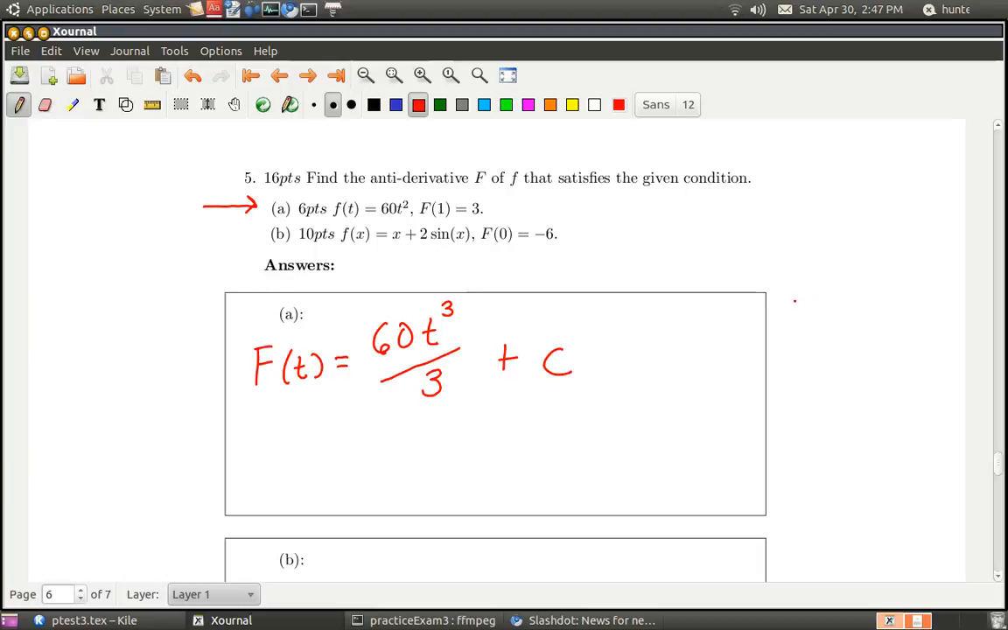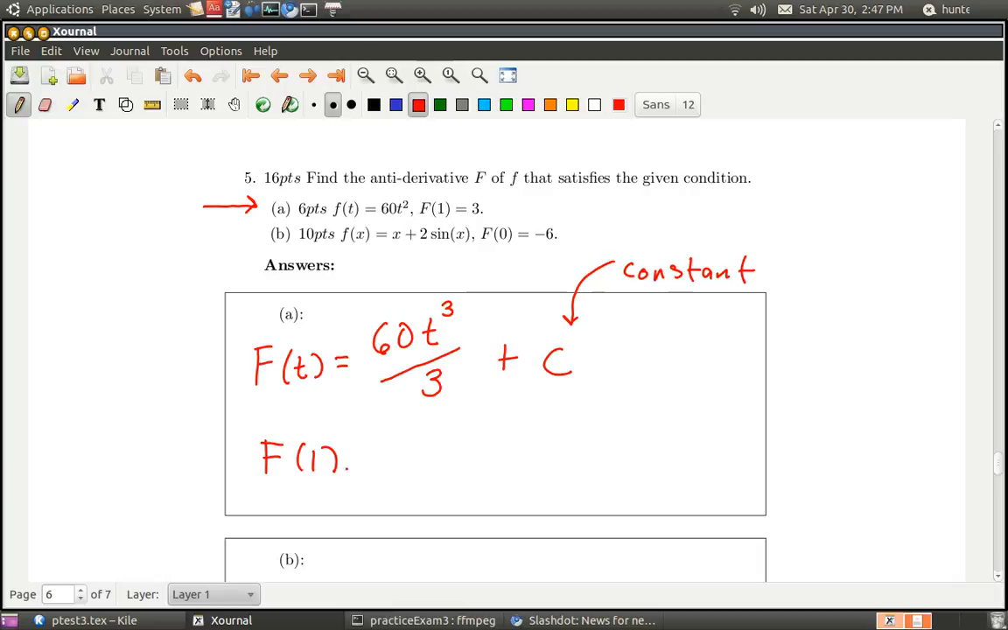So that's what the second part here is about. It says f of 1 is 3. So if f of 1 is 3, that's going to leave no choice about what this constant has to be. So what do I mean by that? Let's plug in f of 1.